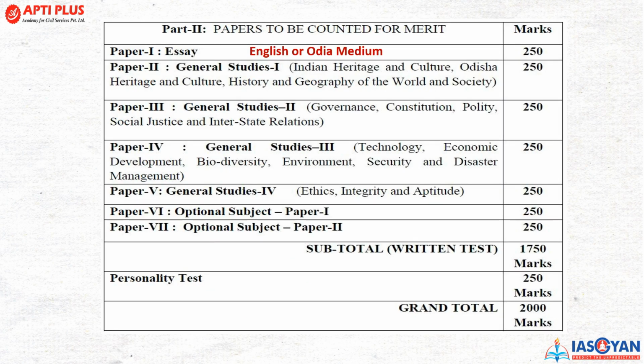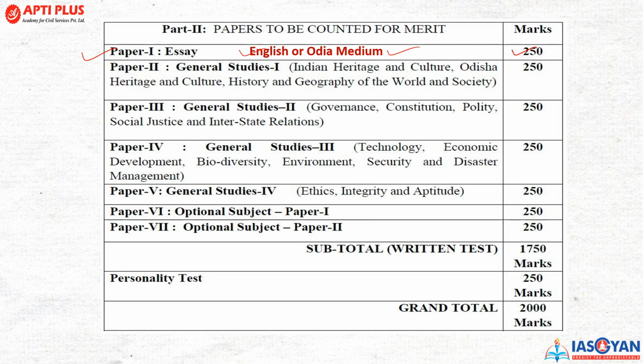Now the papers that will be counted for the merits. So these are the papers that will give you the ranking. The best performance has to be there in these papers. The first paper is the essay paper, where now the candidate, the aspirant, will have an option to write the essay both in English or in Odia medium. This will be for 250 marks.